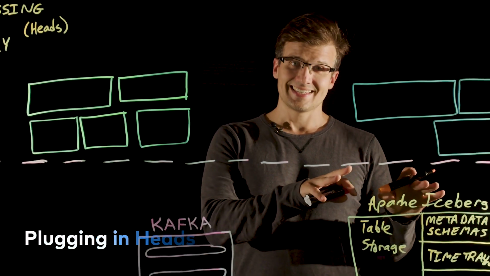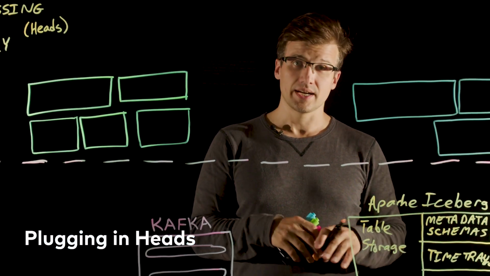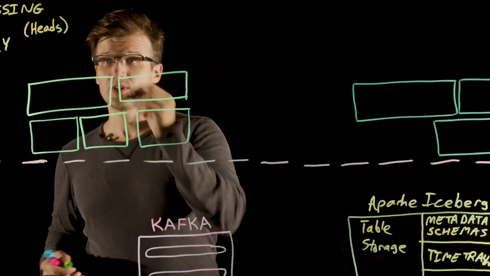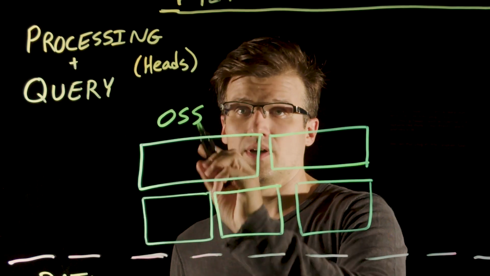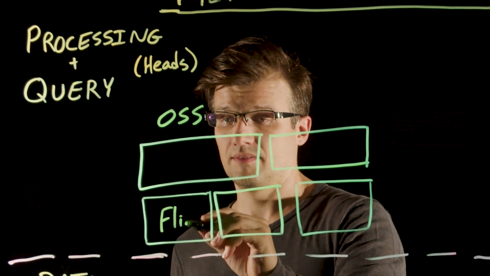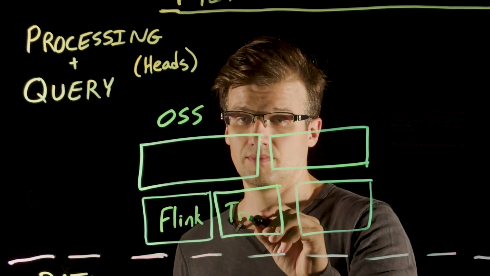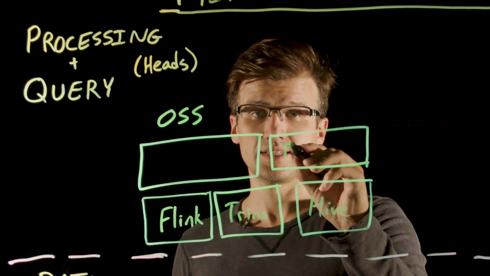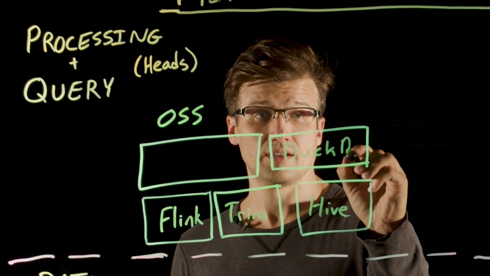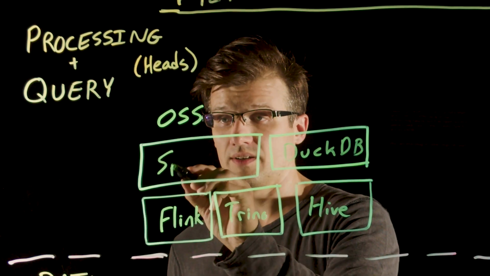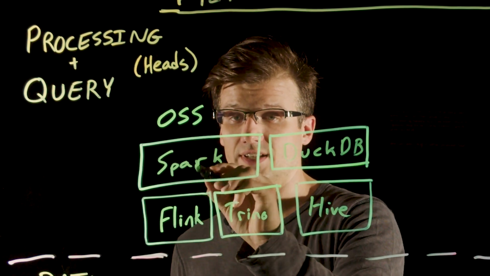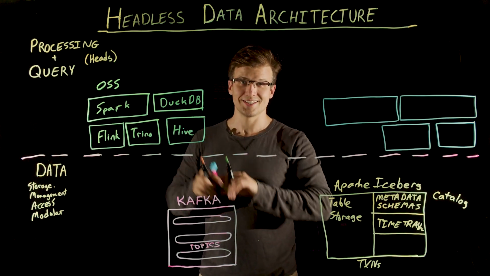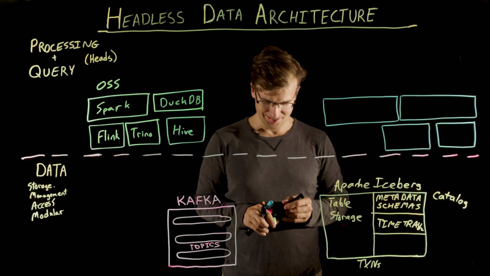Iceberg provides this central data layer where we can then plug in our processing heads, such as the open source options like Flink, Trino, Hive, things like DuckDB, and say Spark. Now, this is not a comprehensive list. There are many others. These are just some that will fit nicely on this board while we're having our talk.